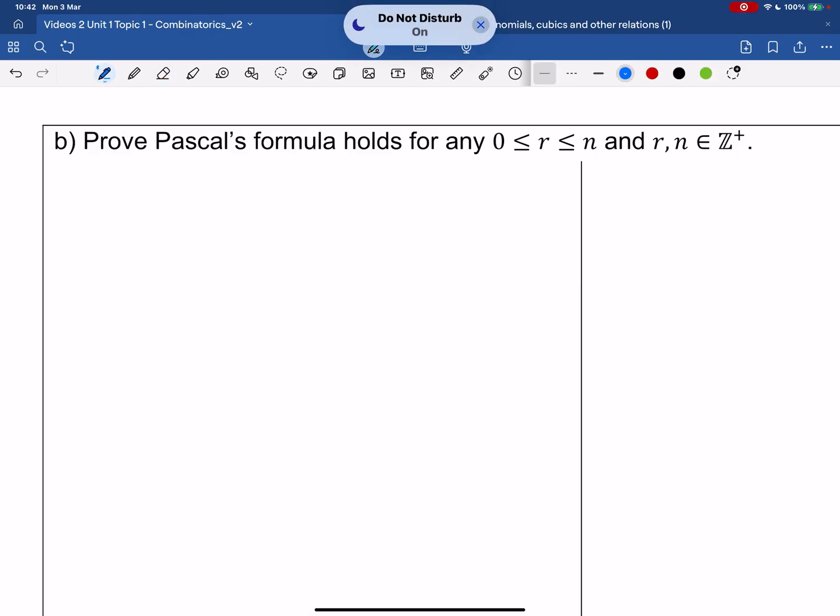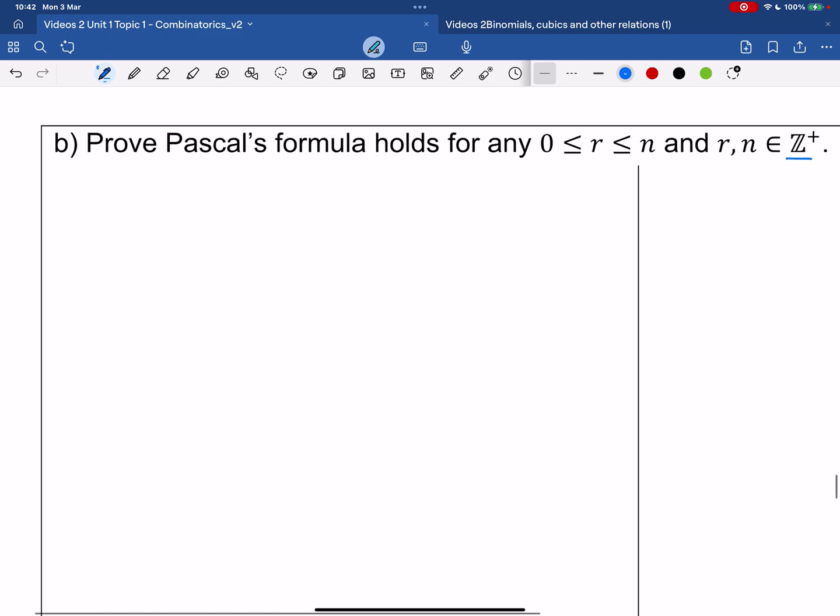Now we're going to prove that Pascal's formula holds for any value of r, where r and n are positive integers. Okay, now it's not going to be as easy as in the previous one, where I could just easily cancel out the n minus 1s and the n minus 2s, because in this case I actually don't know what my r value is, but I can still prove it. So let's have a look.